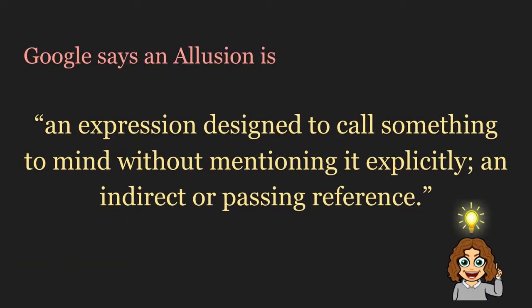Starting off, if you don't know, I like to say that an allusion is an indirect reference to something specific. Google here has their definition as an expression designed to call something to mind without mentioning it explicitly, or to explain it. An indirect reference or passing reference. So that can be kind of complicated.